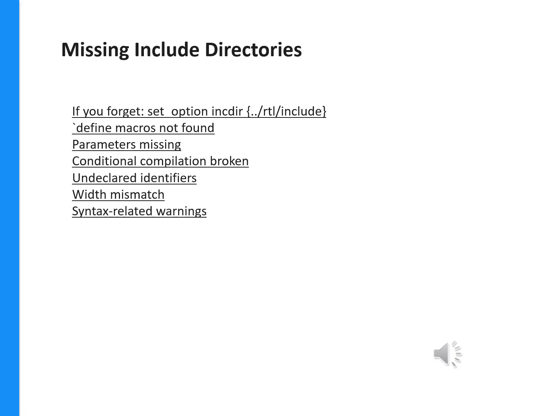Followed by looking into the missing include directory. If the include directory is missing, for example, forgetting set_option incdir /RTL/include, the tool cannot find defined macros and parameter files, breaking conditional compilation and resulting in undeclared identifiers, width mismatches, and multiple syntax-related warnings.